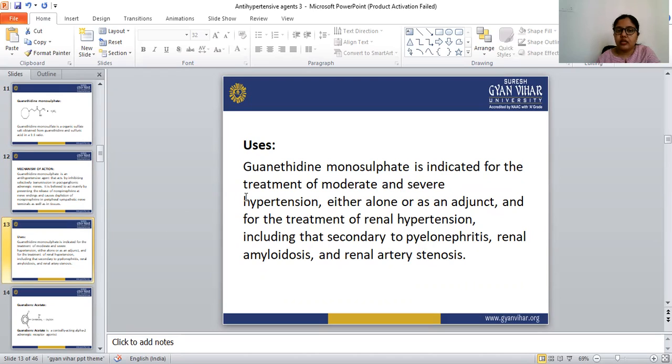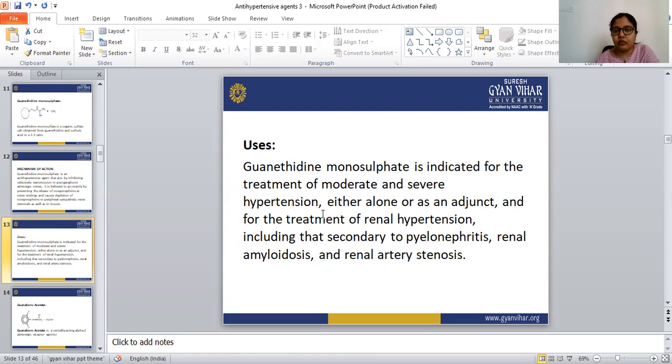So guanethidine monosulfate is indicated for the treatment of moderate and severe hypertension. The first use of this drug is in the treatment of moderate to severe hypertension, either alone or as an adjunct, and in the treatment of renal hypertension. So this is all about guanethidine monosulfate.